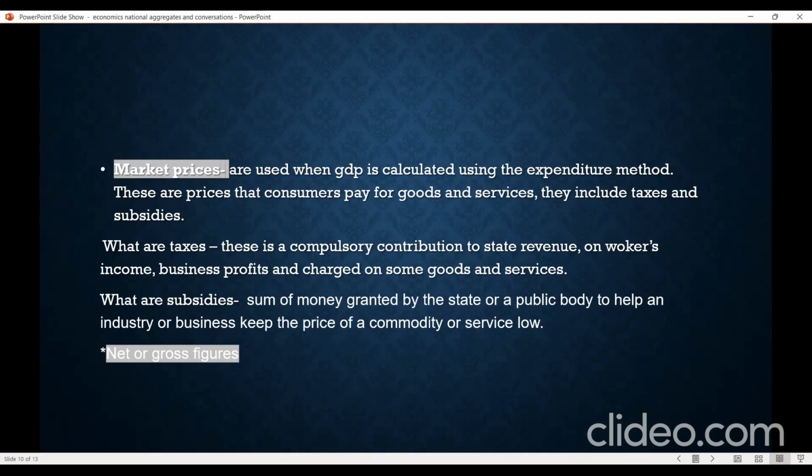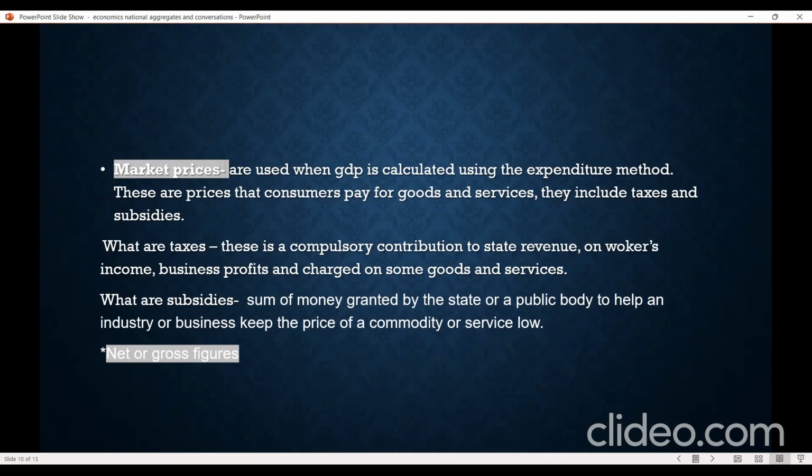Now, one may ask, what are taxes? Taxes are compulsory contributions to state revenue on workers' income and on business profits, and they are charged on some goods and services, right? Among those charged on goods, we speak of value-added tax, which we pay when we purchase certain goods and services. That is an example of a tax. What are subsidies? Subsidies are money granted by the state or a public body to help an industrial business keep the price of a commodity or service low, right?